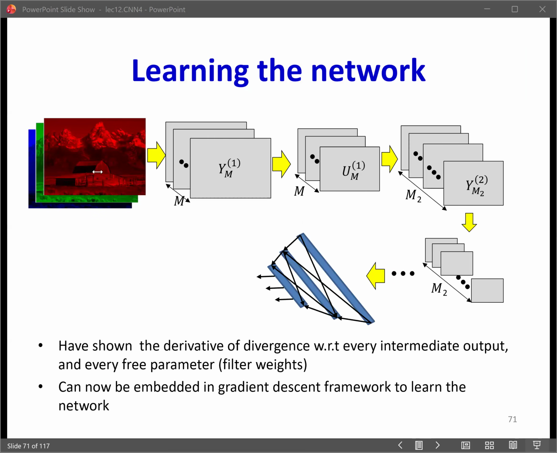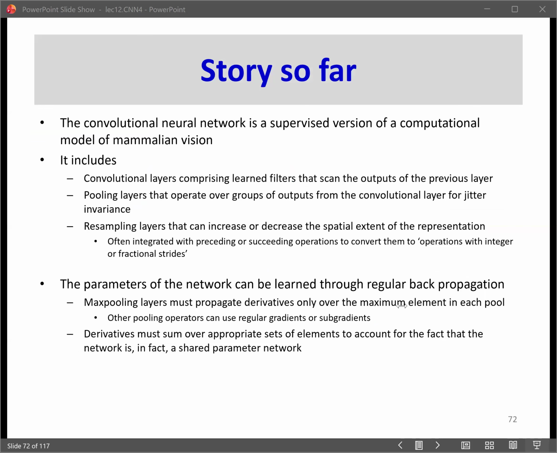And so we've shown how to compute derivatives for every bit of this convolutional network, regardless of whether you have strides, what have you. So is everybody comfortable that we've done all of this so far? Okay, fantastic.